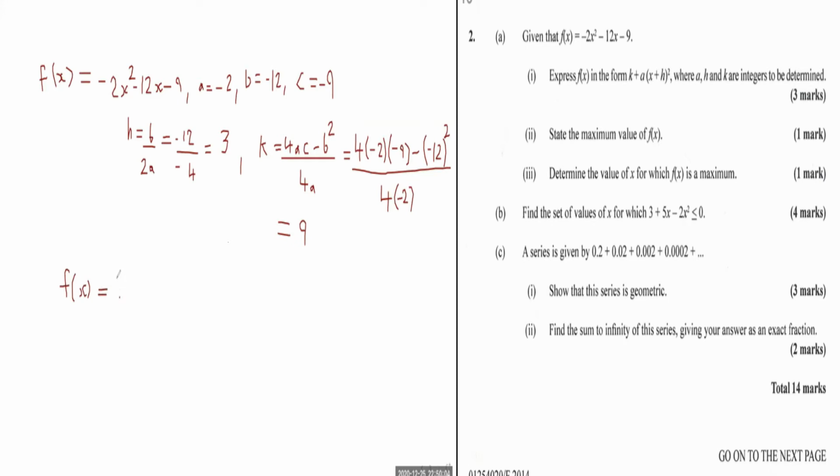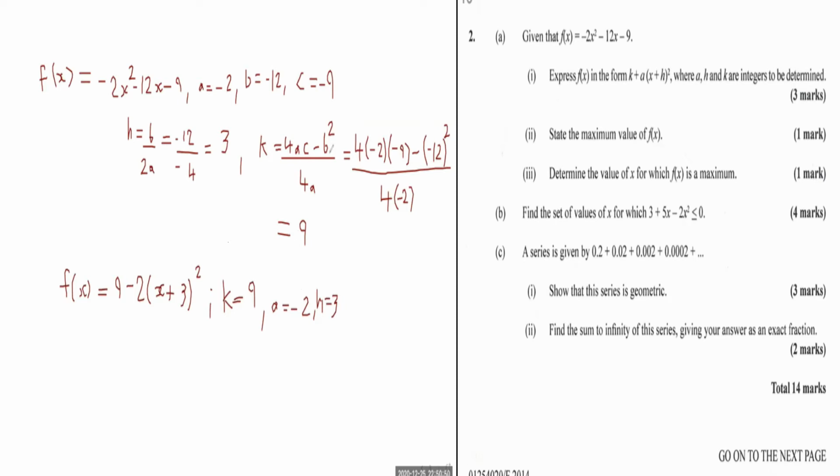K. K in this case is 9 minus, and it says A, so it's 9 minus 2 times x plus 3 all squared. So in this case, we can tell them K is equal to 9. As you can see, K is 9. A is negative 2. And H is 3. Even though we already worked them out already, just to show them in one statement together.